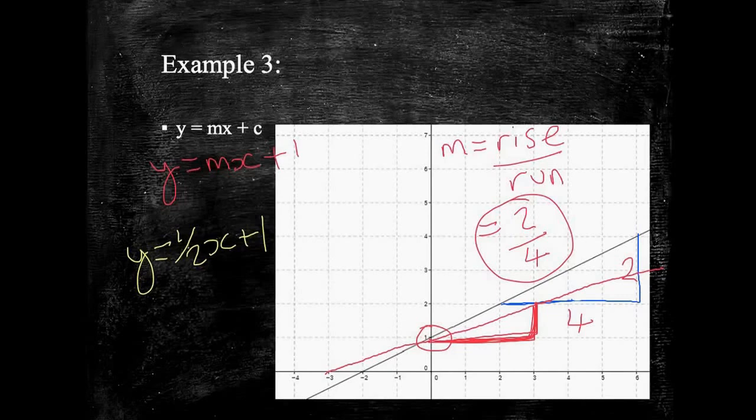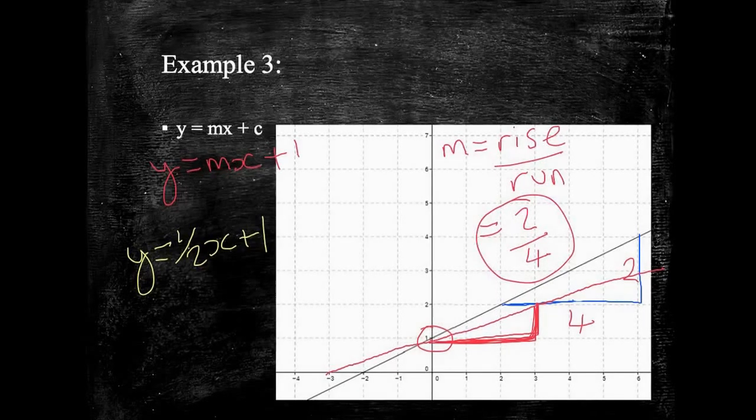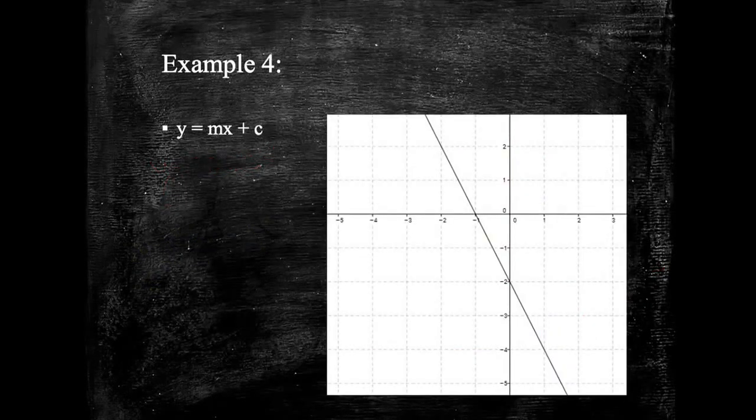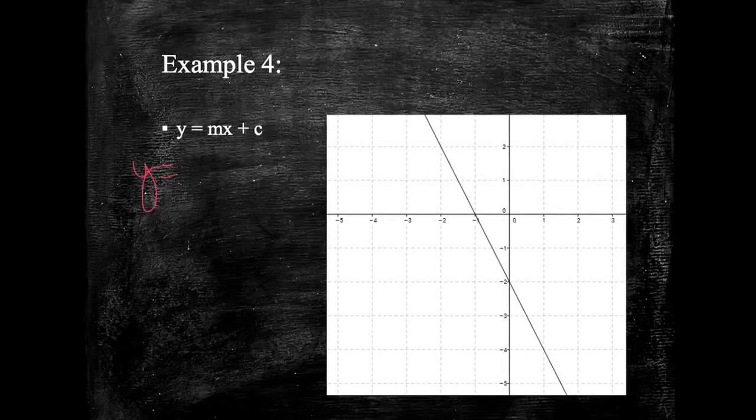Okay, let's look at one final example and then you can have a go by yourself. In this example, the line still crosses the y-axis, so let's start off in the same way that we've done all the others. Let's have y equals mx plus c. It crosses here at -2, so y equals mx minus 2. Again, we've got a mark already for working out the y-intercept.